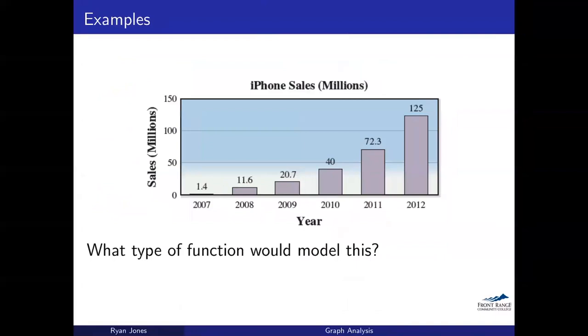Last example here. So this is going to be iPhone sales from several years back, and these are sales in the millions per year. So you can see in 2007 we started off at 1.4 million, and then in 2012 we were at 125 million. And a lot of students here will say, hey, this looks linear to me, because you can kind of draw a straight line and it basically follows what's going on there.